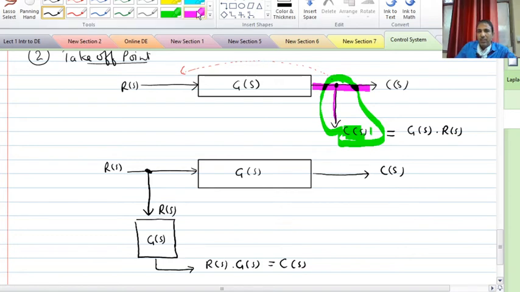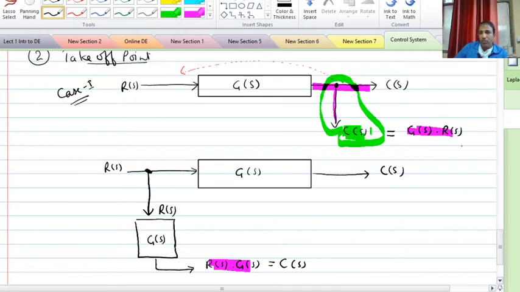and this is equal to Cs. That is, these two conditions must be same here. Okay. So movement of a takeoff point from a position after the block to the position before a block requires to add a block with the same transfer function. Okay. Case 2. This is your case 1.